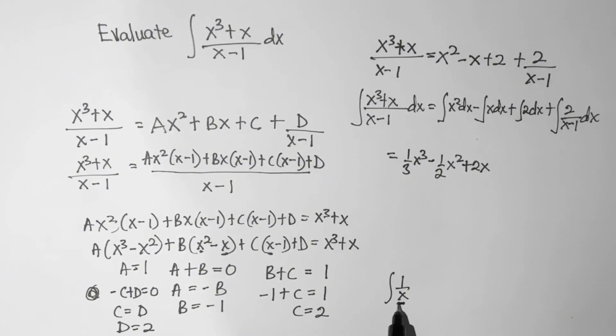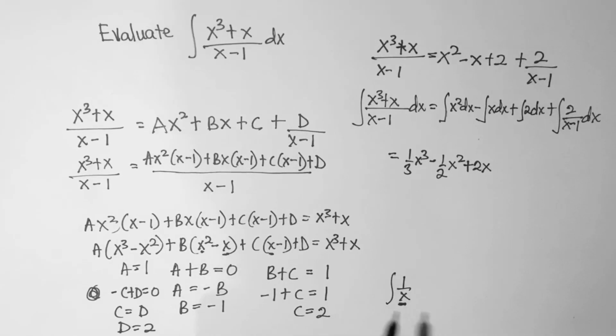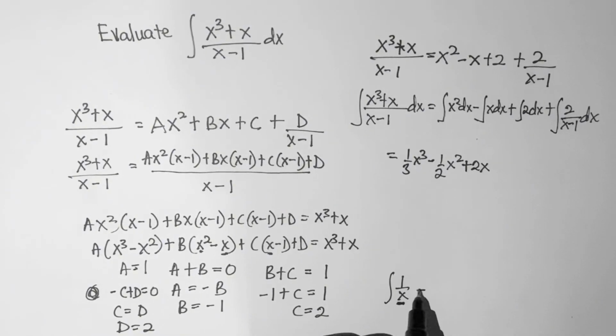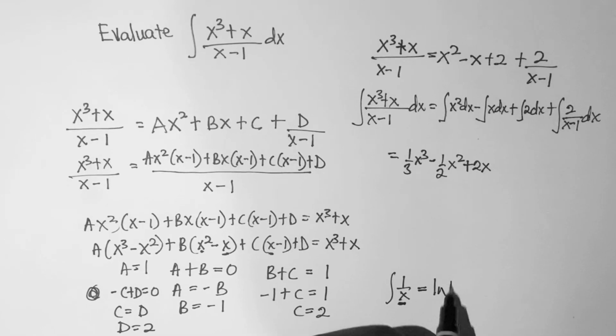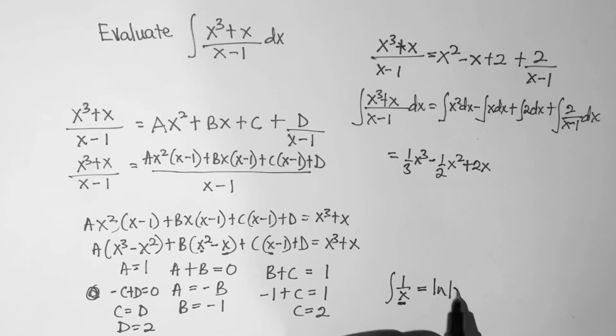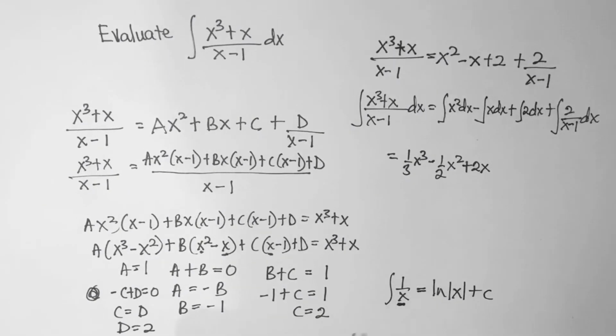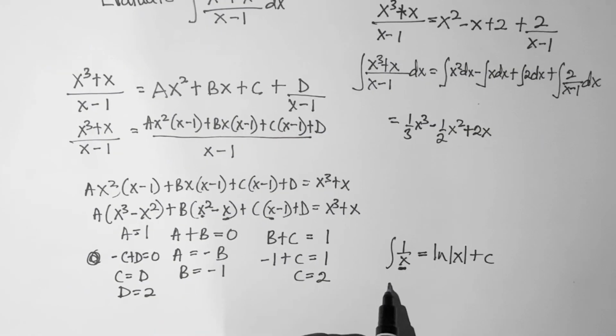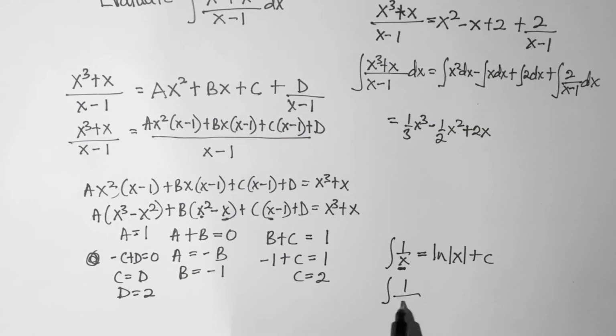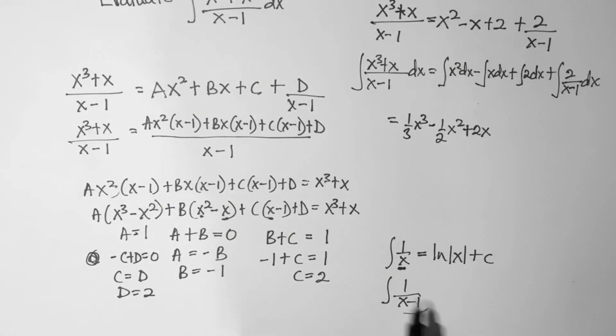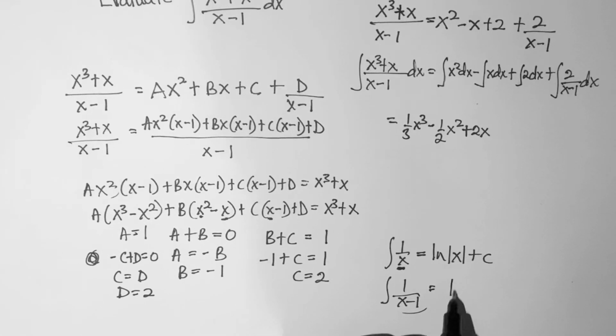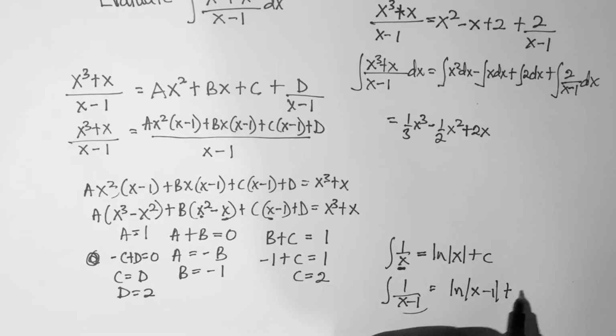If you differentiate the denominator, you get the numerator. Then the answer is equal to natural log of the denominator, which is x, then plus c. So for example, if here was the integral of 1 divided by x minus 1, if you differentiate x minus 1, you get 1, which is the numerator. So this is equal to natural log of absolute value of x minus 1 plus c.